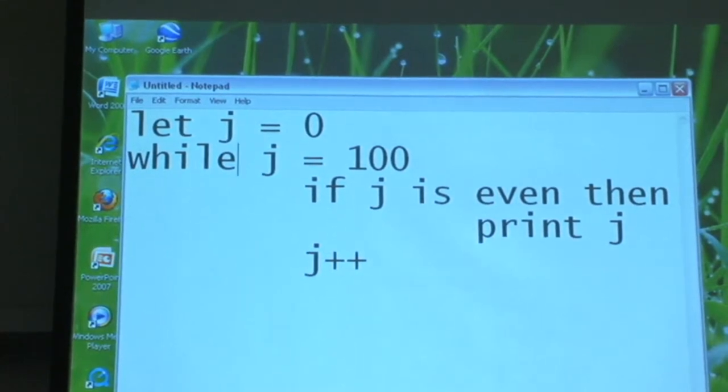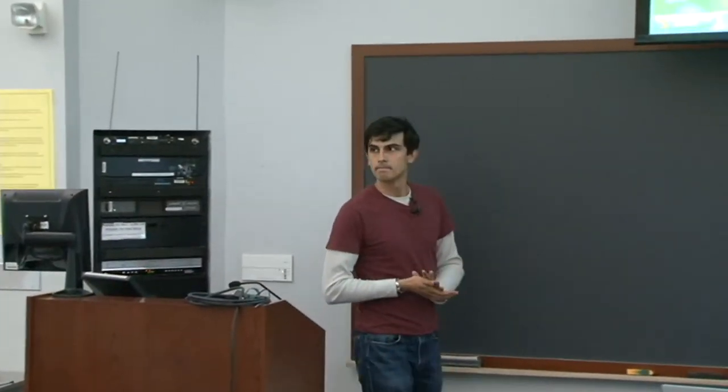So it's supposed to print even numbers, but what actually happens here? What does it print, if anything? 100. I'm sorry? Why 100? Because let j equals 0, but j equals 100, so it won't print anything until j equals 100.